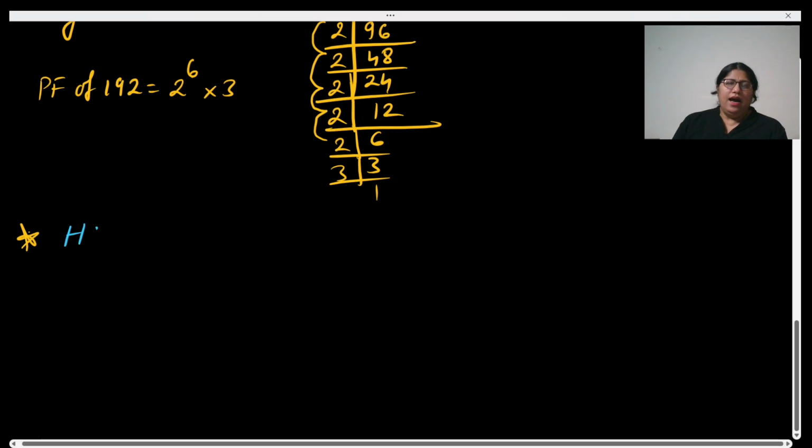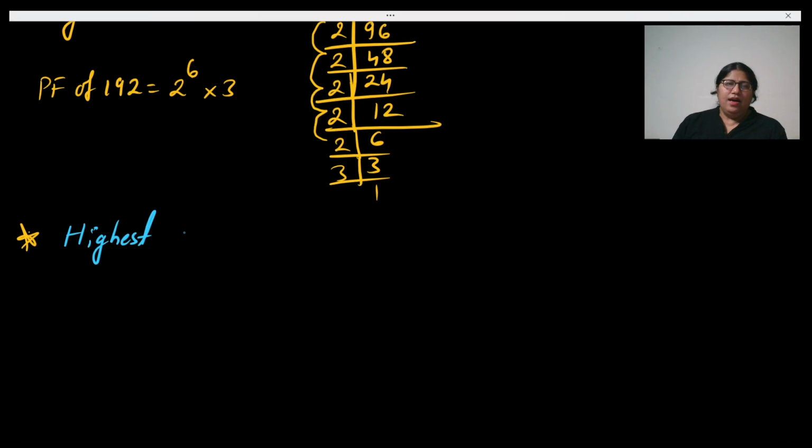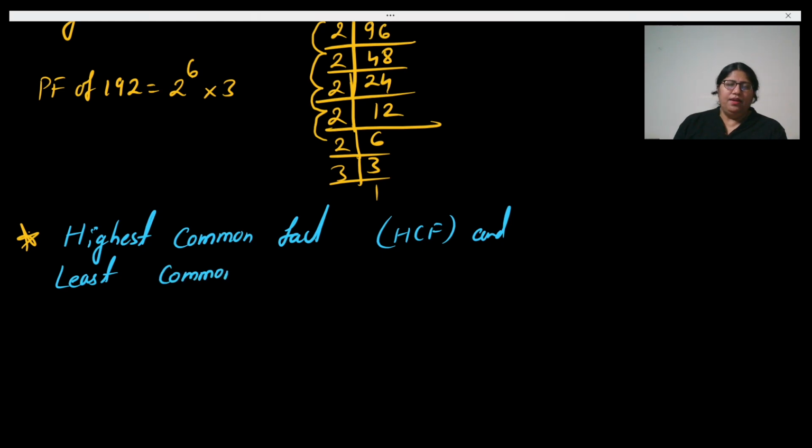It is the highest common factor between the numbers, which we call HCF, and here the least common multiple, which we call LCM.